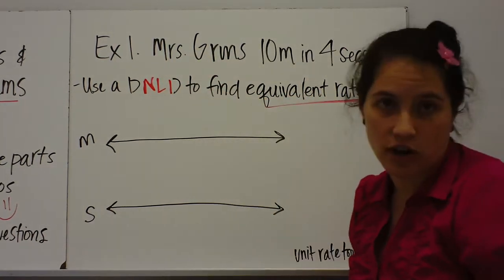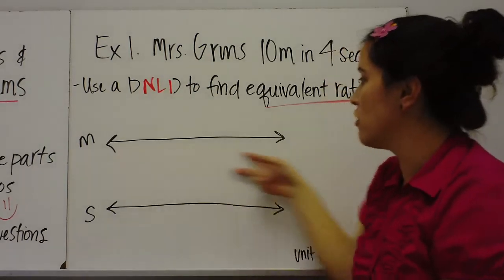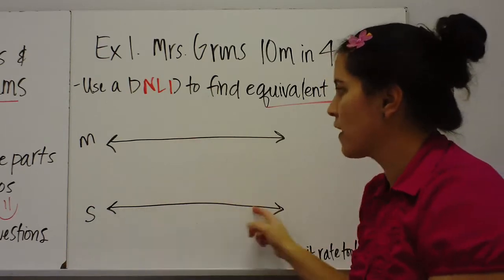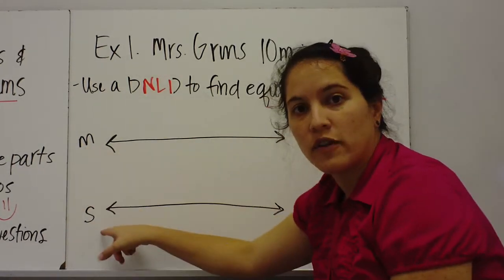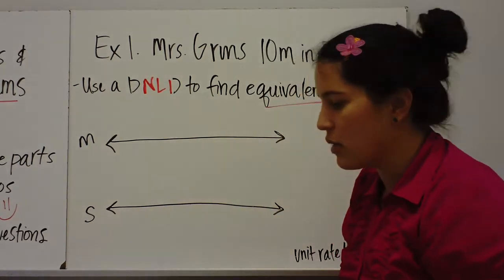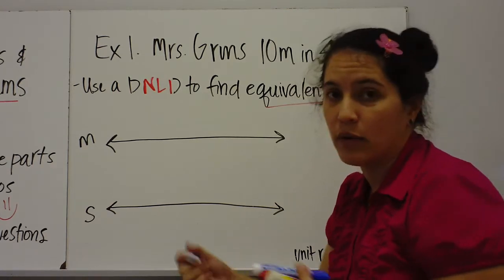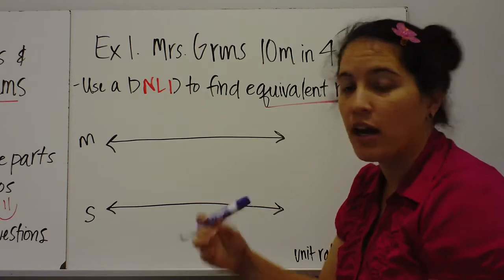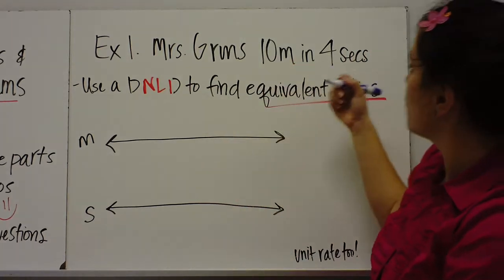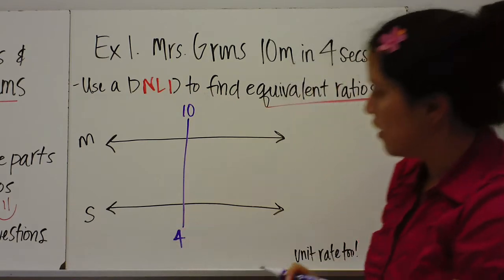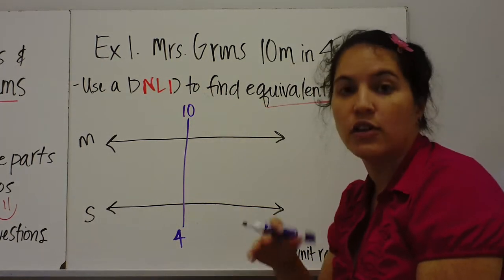So here's how you start. To start it, you draw two number lines, put arrows on the end. One of them is meters and one of them is seconds. And then you take the ratio that I gave you. Look back in the problem, and the ratio I gave you was 10 meters in 4 seconds. So we start in the middle, we do 10 meters in 4 seconds. So that's how you start it.